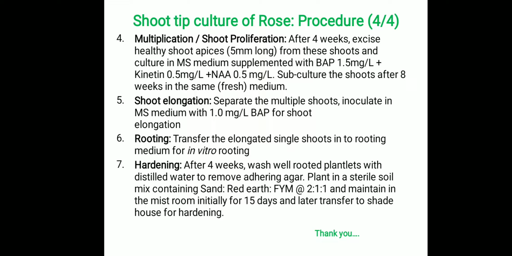For that purpose, after 4 weeks in rooting medium, the plants are carefully taken out and the root portions gently washed to remove the adhering nutrient medium. Then plant in a sterile soil mix containing sand, red earth, and FYM farmyard manure at 2:1:1 ratio and maintain in the mist room initially for 15 days and later transfer to the shade net house for secondary hardening before transfer into the field conditions.